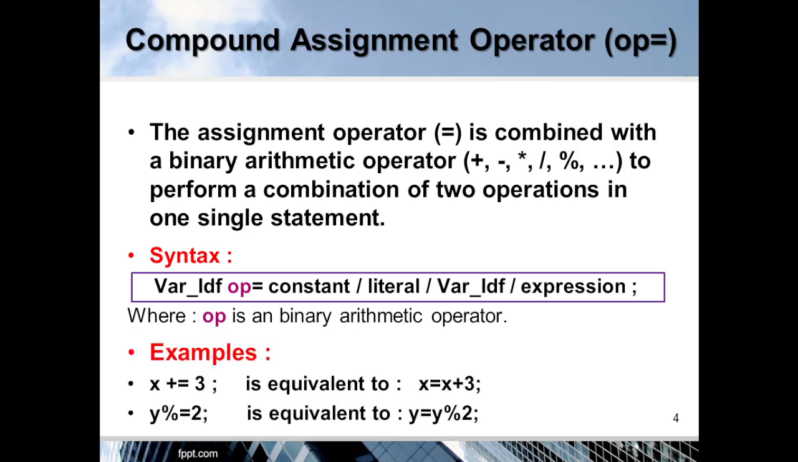Okay. So I give you some examples here. If I write x plus equal 3, it is equivalent to x receives x plus 3. Okay? We can say that x plus equal 3 is just another writing for x receives x plus 3. Okay. The second example, we have y percent equal 2, it is equivalent to y receives y percent 2. Okay. So هذه تعتبر كتابة مختصرة للكتابة الأصلية.